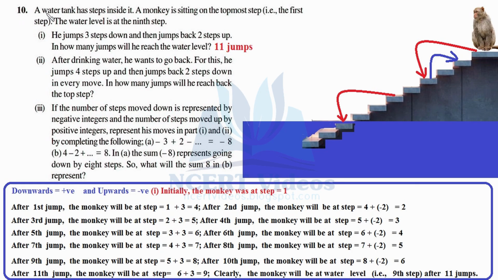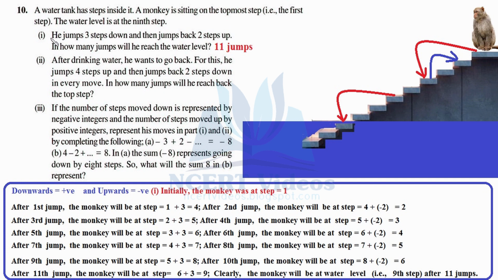Question 10. A water tank has steps inside it. You can see here this is a water tank and these are the steps. The monkey is sitting on the topmost step. As you can see here, the first step, the water level is at 9 steps. So 1, 2, 3, 4, 5, 6, 7, 8 and 9. On the 9th step, the water is there.